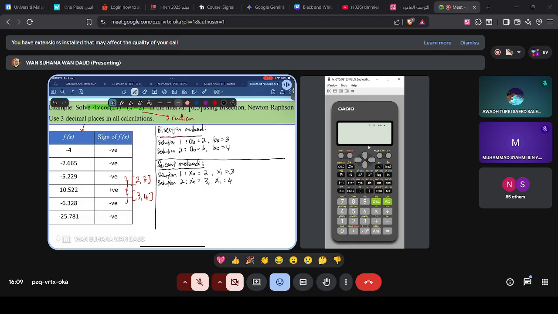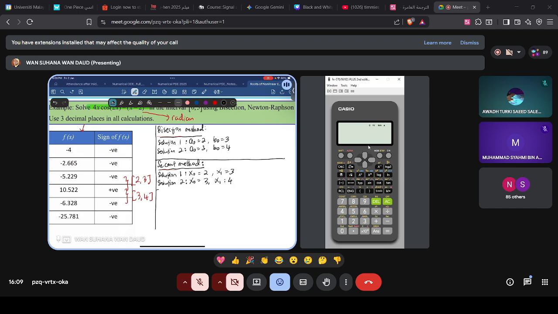In order to start your calculation, whether you use bisection, secant method or Newton-Raphson method, we have to have the approximation value. You have to have the initial value, the starting value. For bisection, you have to have A0, B0. For secant method, you have to have x0, x1. So this is what we obtain based on this table.